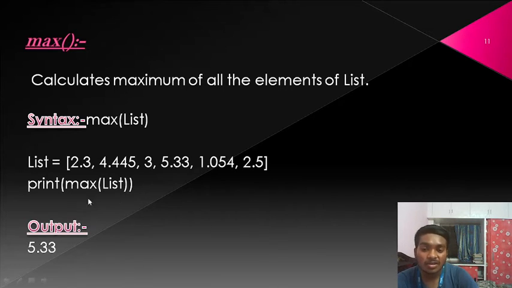As we can see in the list, 0, 1, 2, 3, at index 3, 5.33 is there. So 5.33 is the maximum value.